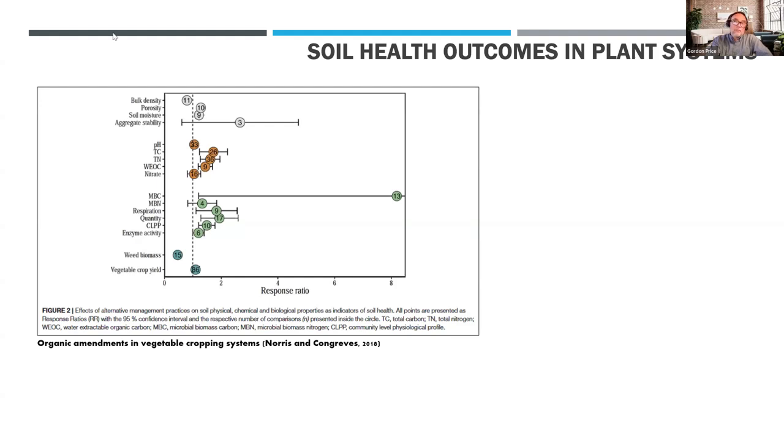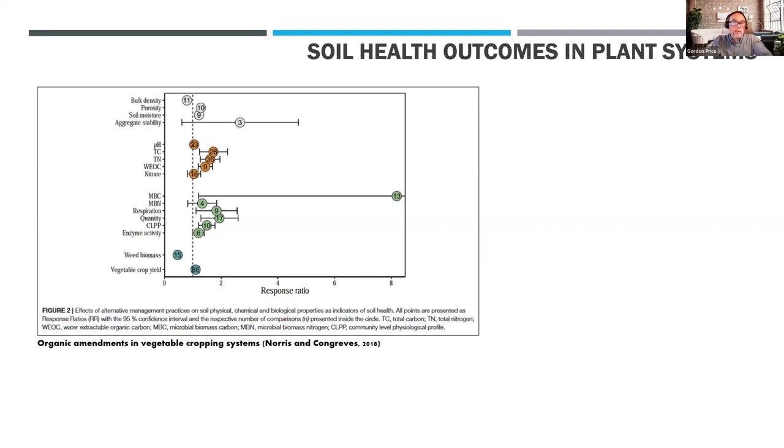The flip side of all of this with respect to the use of soil amendments is that there are benefits outside of just general crop production and fertility for the plants. We have the soil health outcomes in plant systems that are receiving amendments. This graphic illustrates the different soil physical, chemical, and biological properties that are indicators of soil health that are responding to the use of amendments. If the bubbles are on the right-hand side of the dashed vertical line, it means that there is some improvement in some of the properties of soil represented within the soil health matrix.